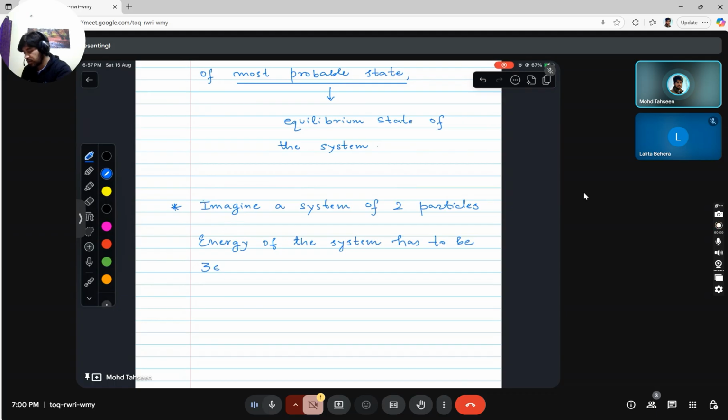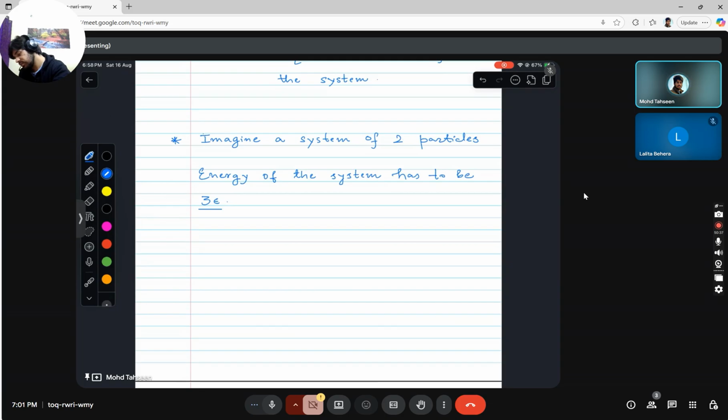This is just some random value for now. We will not bother too much about where this 3 epsilon comes from. Epsilon just represents some unit energy, and I am taking 3 times that energy, and I am putting a constraint on my system that the total energy of my system, which has two particles, should be 3 times epsilon.